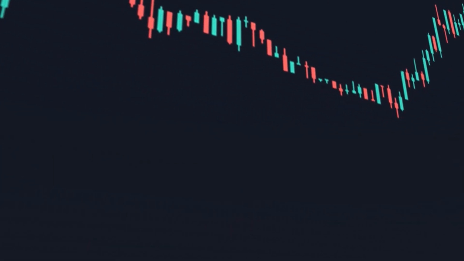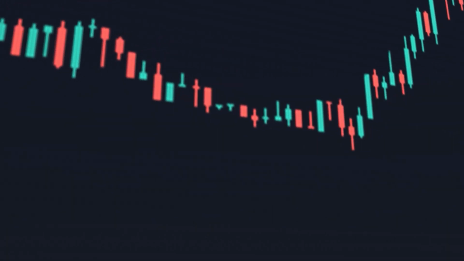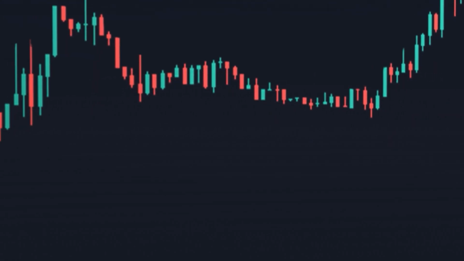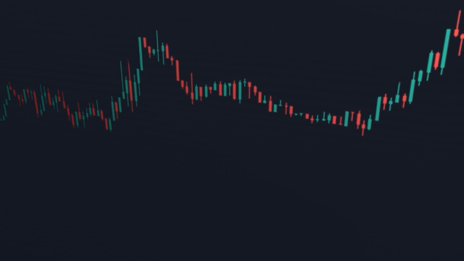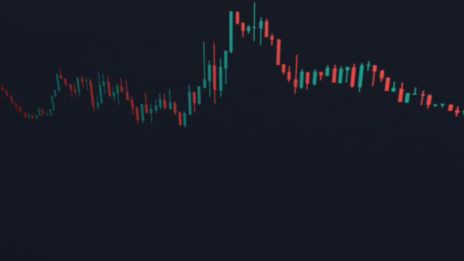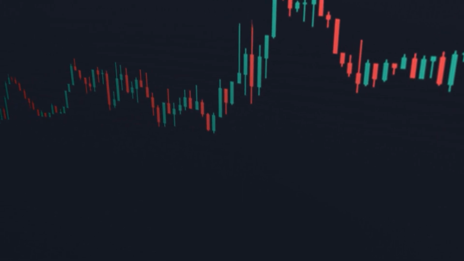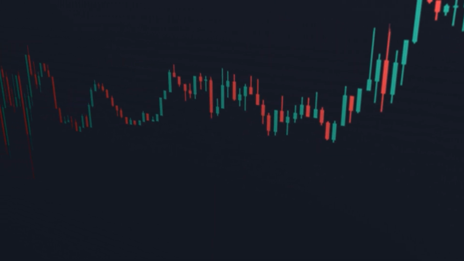But how can we spot such a trend? Look for a pattern of higher highs and higher lows. Each peak surpasses the previous one, and each dip stops short of the last low, creating a staircase leading upwards. This pattern is a trader's beacon, guiding us towards potential opportunities for profit.